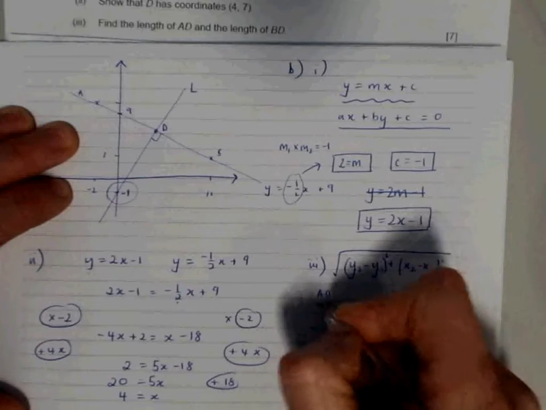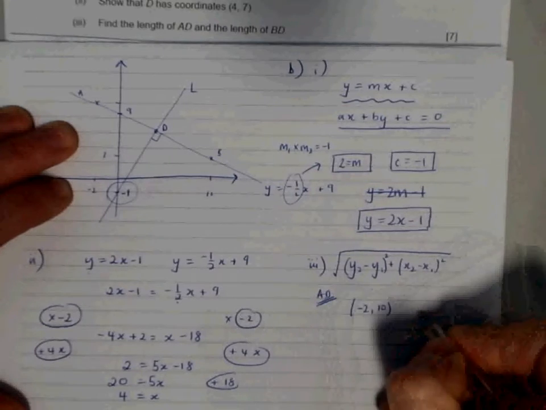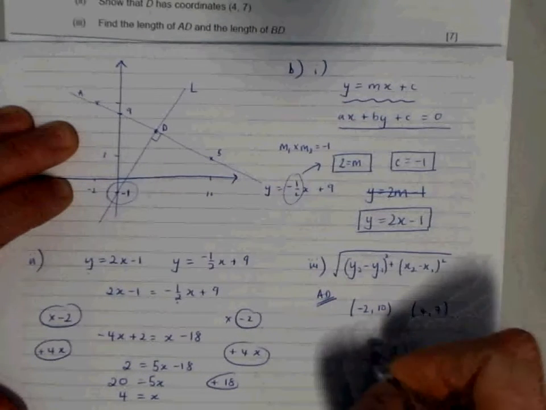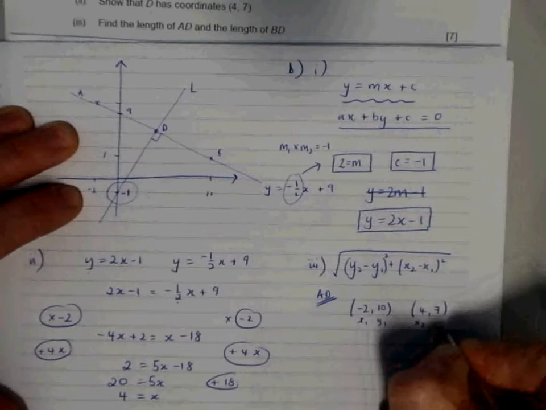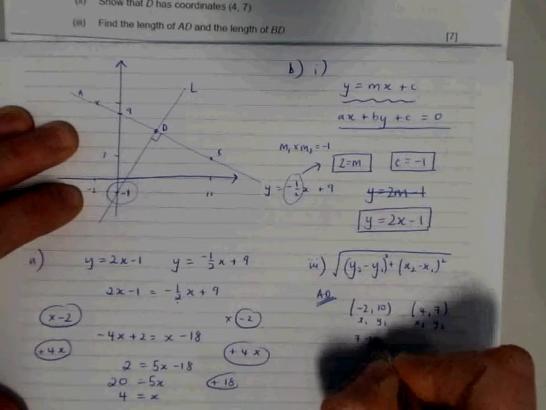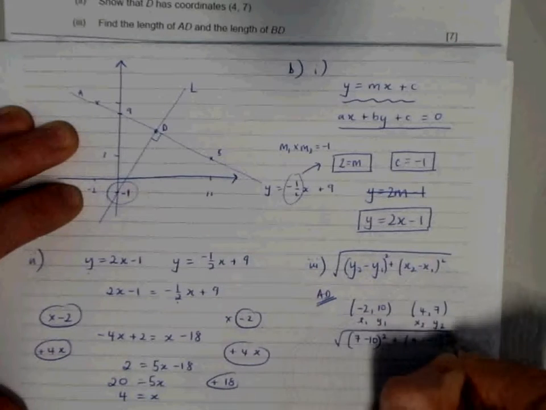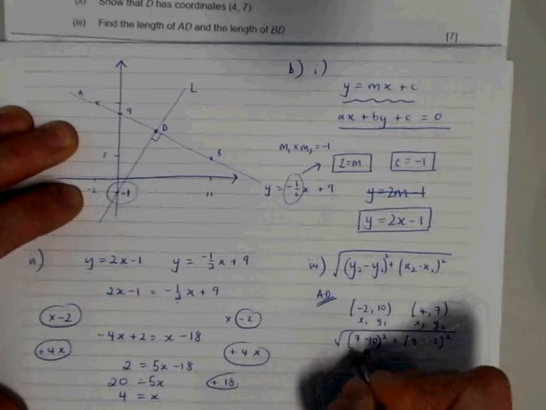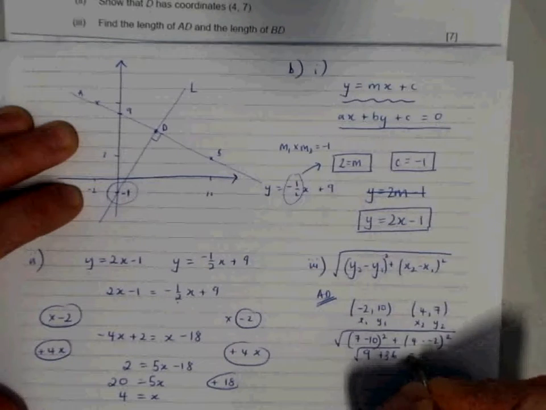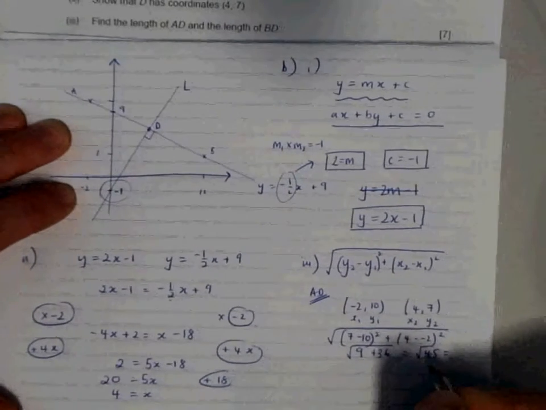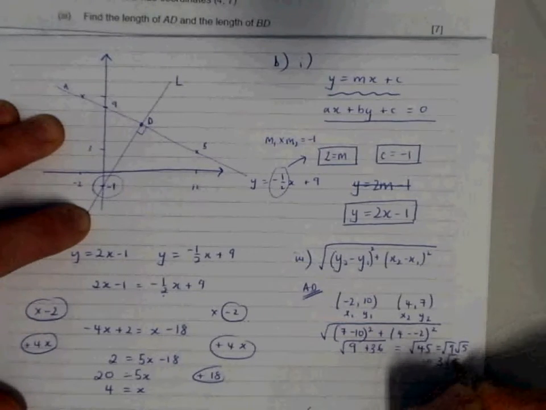So the length of AD, okay, you've got your coordinates for A and D. A was minus 2, 10, D was 4, 7. So you could have gone on and done this even if you'd messed up everything else. So x1, y1, x2, y2: 7 take away 10 squared plus 4 take away negative 2 squared, square rooted. That's minus 3 squared is 9. 6 squared, 36. Square root of 45. You have a calculator that simplifies these for you, but it's 9 root 5, which is 3 root 5.